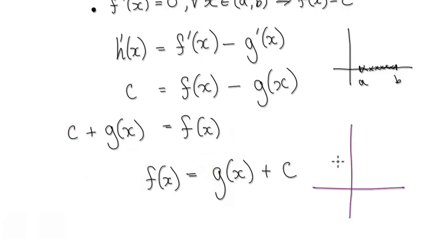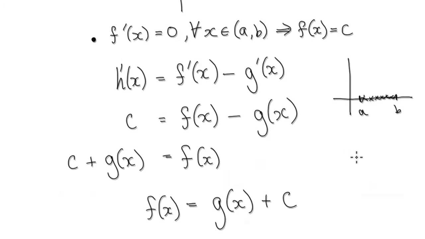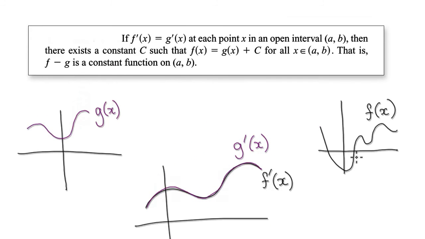So for example, if you're told that f prime and g prime are exactly the same, and let's imagine the original function is this, then g of x must also be of the same shape but differ by a constant. Okay, so this was the textbook's explanation. Whenever the two derivatives are exactly the same, the two original functions must be exactly the same, and only differ by a constant.